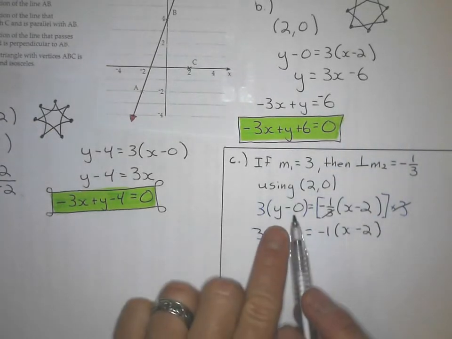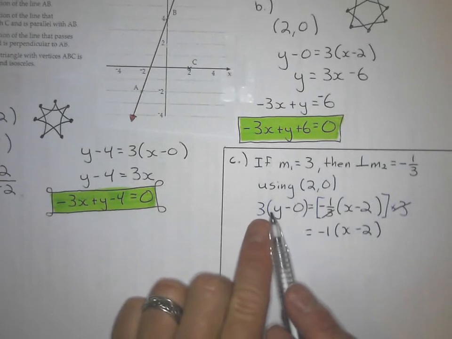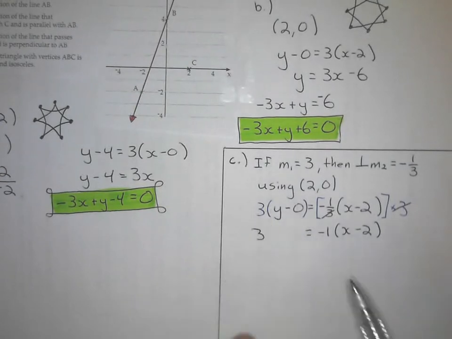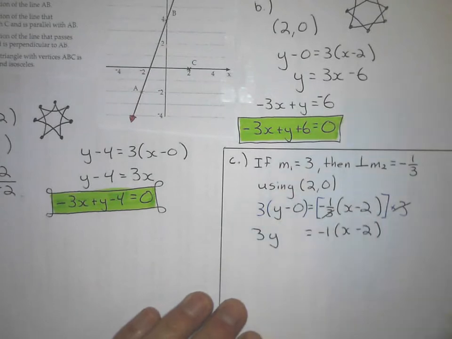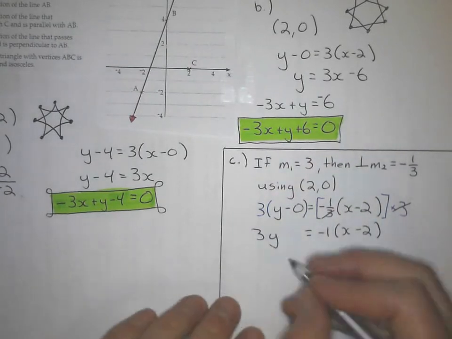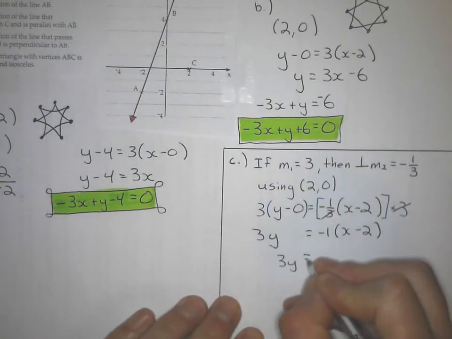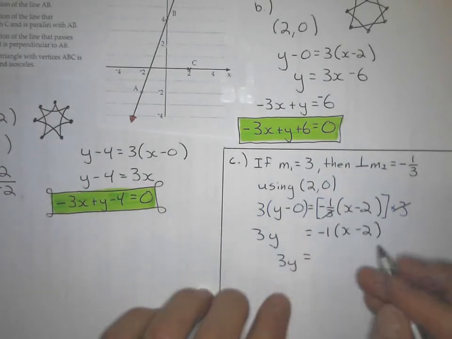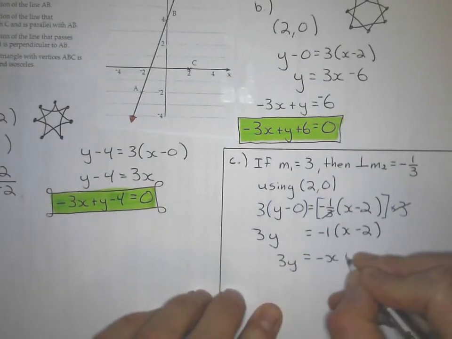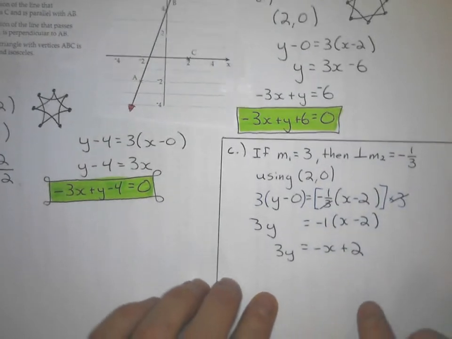Now over here, I'm just going to expand that 3 through, but 3 times 0 is 0, so I'm just left with 3y. And I'll expand that negative 1 on the right side to get negative x plus 2.